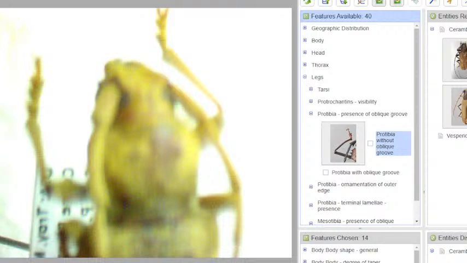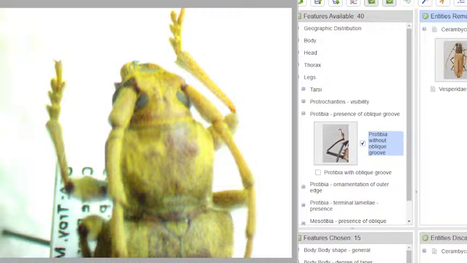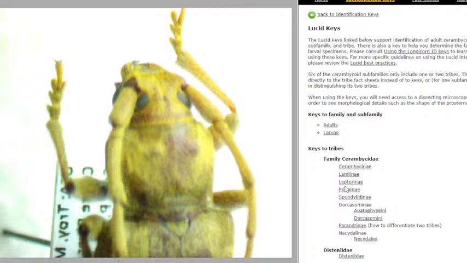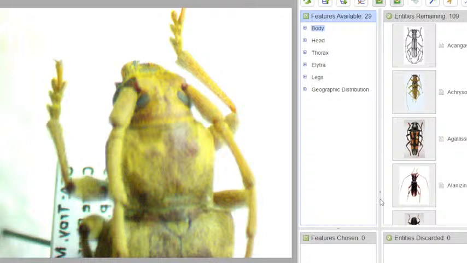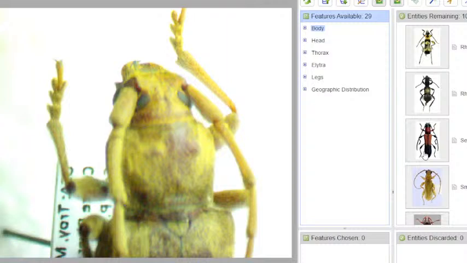Alrighty, we made it to cerambycine. This is a new subfamily. Yay! New key! We're going to see if we can get it down to tribe. Ooh, there's so many tribes. Well, there's 29 features available, so let's check this out.